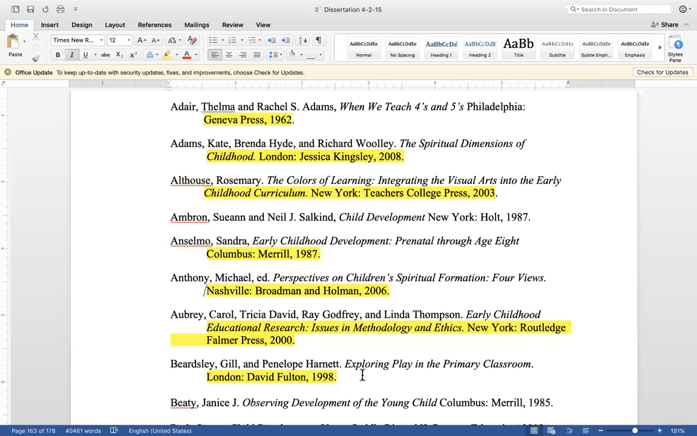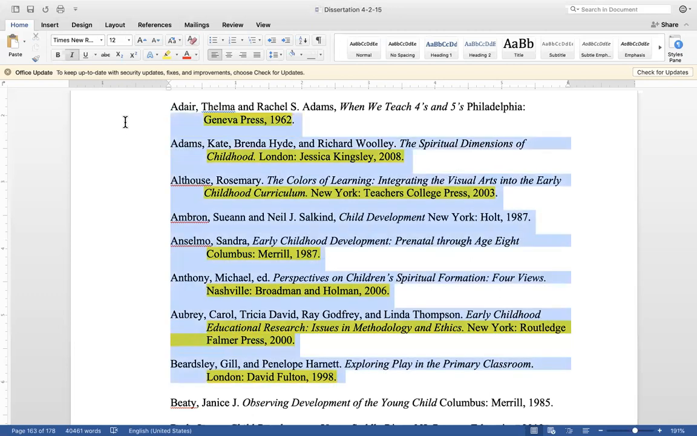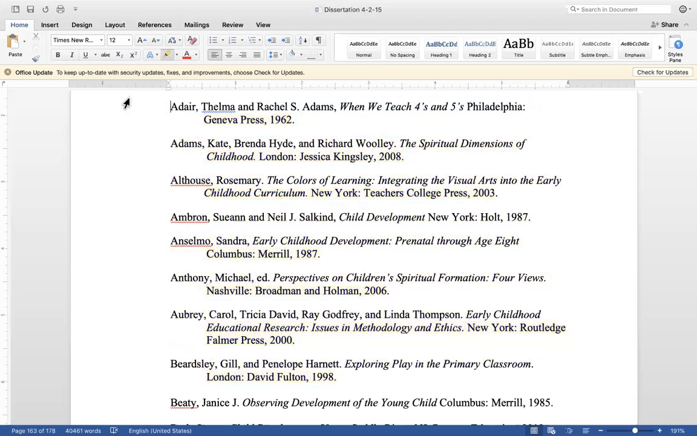Again, I'm going to go ahead and unhighlight all of this stuff, because you would never turn in any Turabian paper that had any highlights in it.